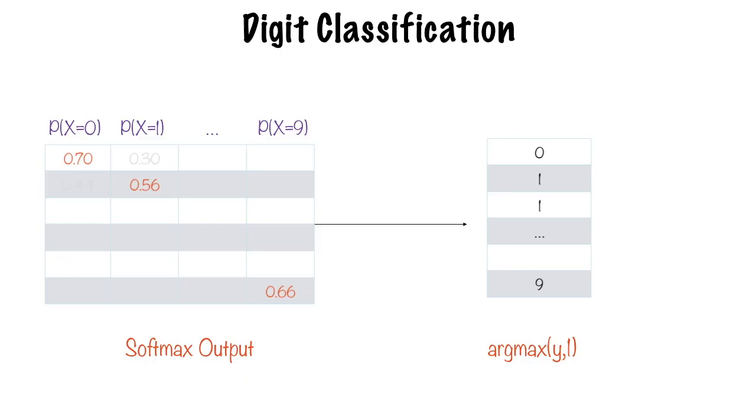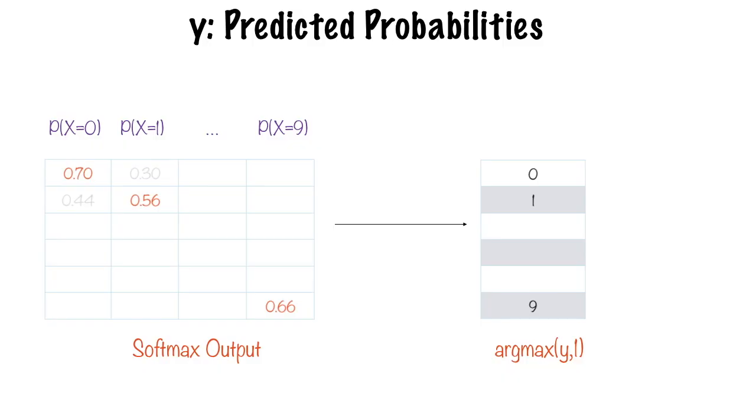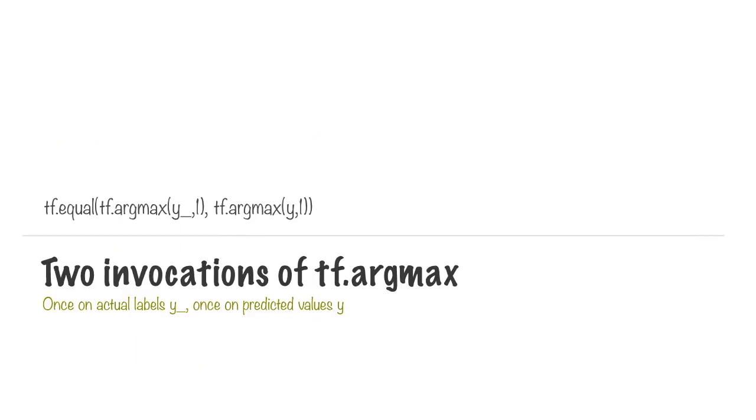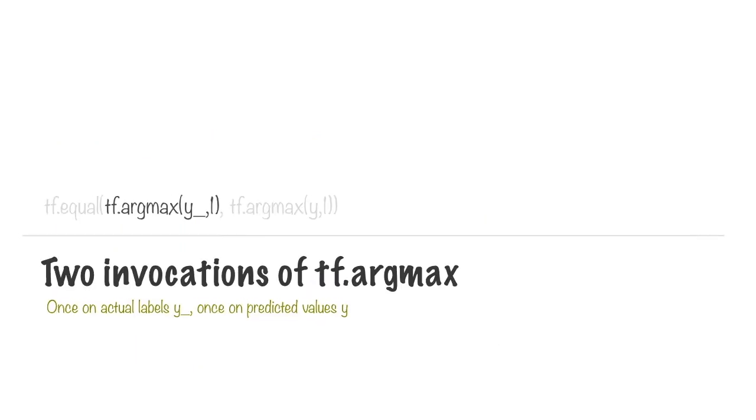So for instance, maybe the probability of this digit being a 0 is 70%, that of its being a 1 is 30%, and the other probabilities are 0. In order to go from these predicted probabilities to our final predicted label, we are going to again invoke the argmax function. This will give us the digit or the index corresponding to the highest probability. This in a nutshell is why calculating the predicted accuracy requires two invocations to the tf.argmax function.